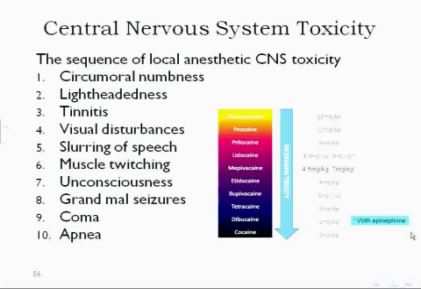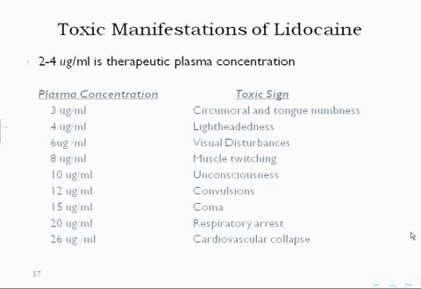What you'll see is if you continue giving the concentration up, you'll get visual disturbances. The person will start slurring their speech. They'll start twitching, and then go unconscious, and then they'll go into seizure. If you give too high a dose, then the person will go into a comatose state, and then develop apnea. What you see with lidocaine, the therapeutic level should be between 2 to 4 mics per milliliter. When you get up to 3 mics per milliliter, the person will feel circumoral and tongue numbness. And at 4, the person will start getting lightheaded. This is the surgeon I was telling you about the other day. He was getting lightheaded. He had at least plasma concentrations of 4 mics per milliliter.